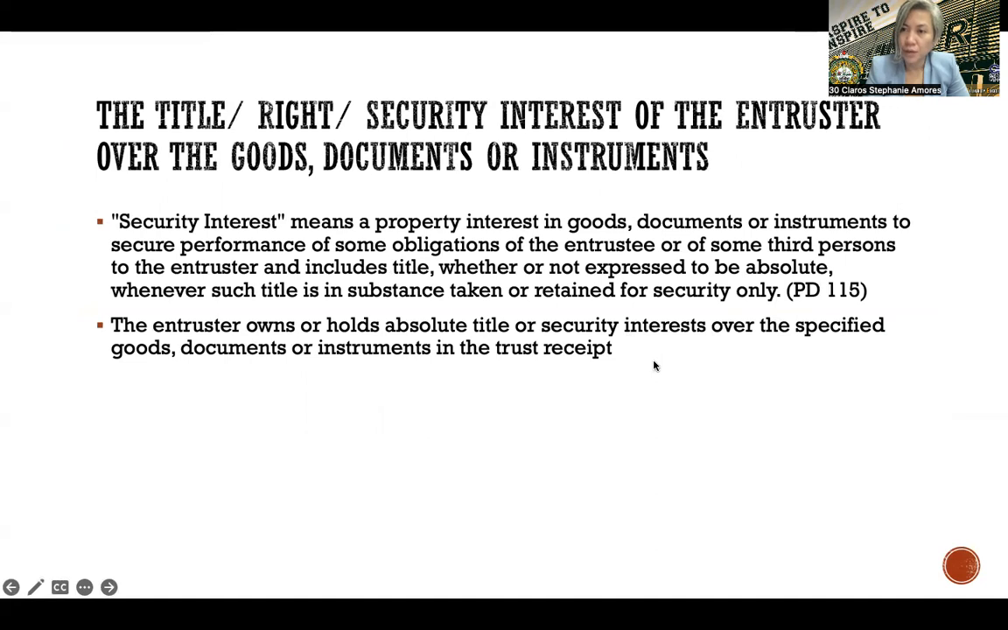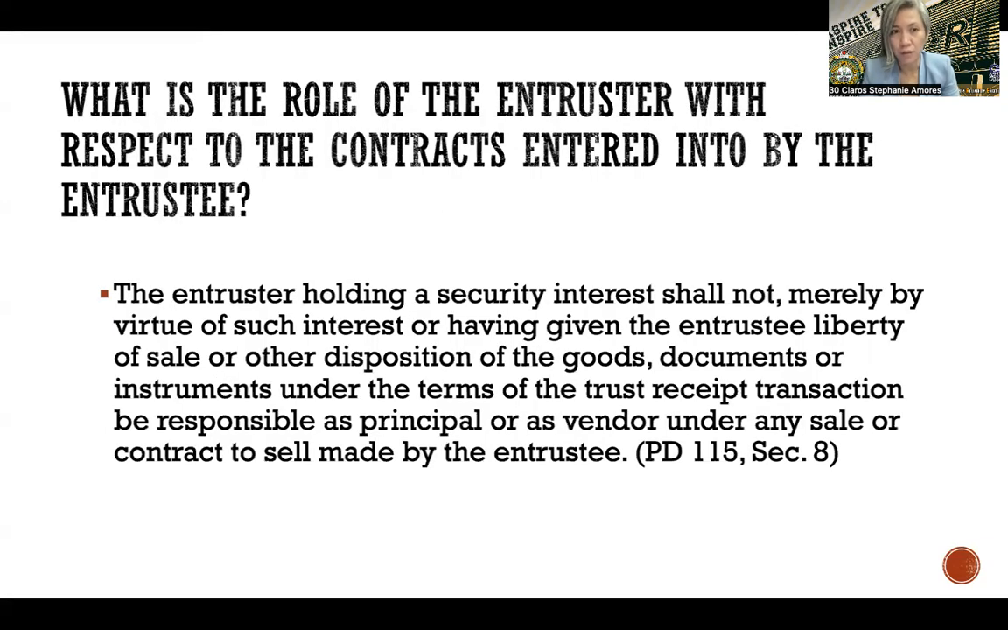Okay, so security interest of the entrustor means property interest in the goods, documents, or instruments to secure performance of some obligations of the entrustee or of some other third person. So this includes title, whether or not expressed to be absolute, whenever such title is in substance taken or retained for security only. So keyword, don't forget this. The nature of the ownership of the entrustor is absolute title and security interest over the specified goods, documents, or instruments.